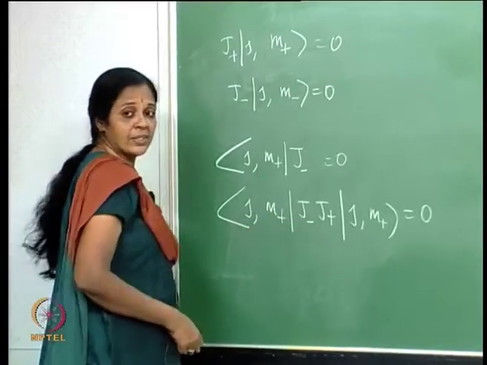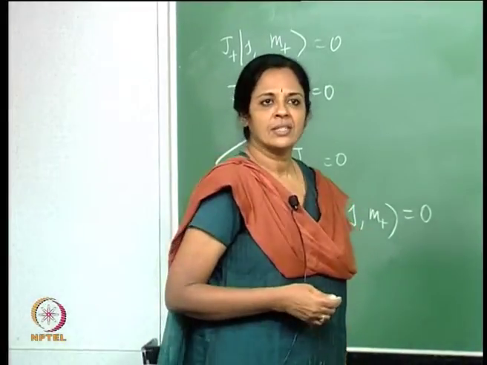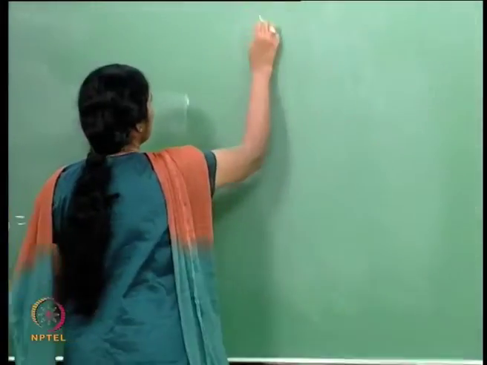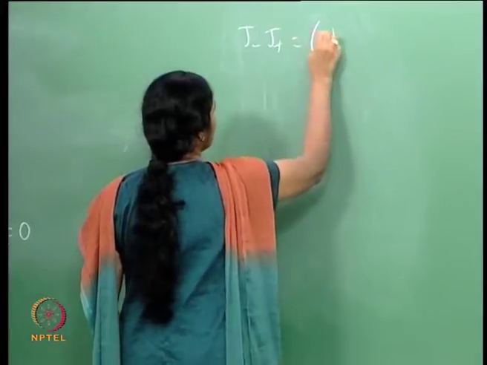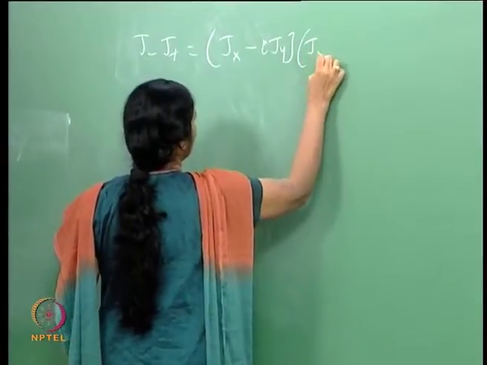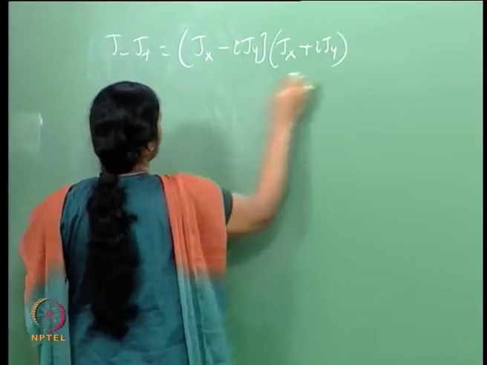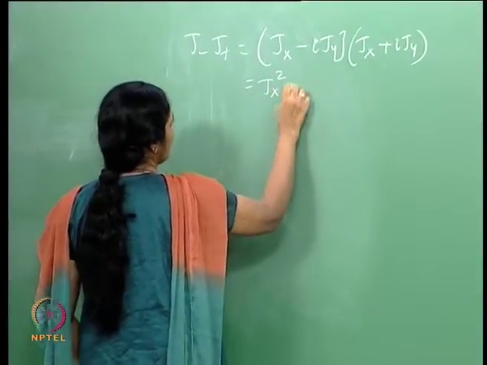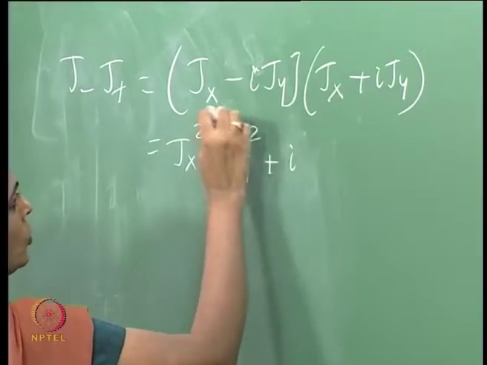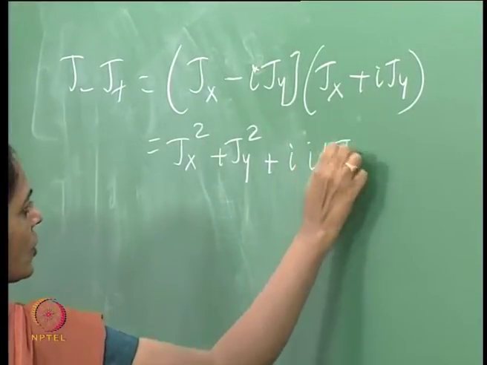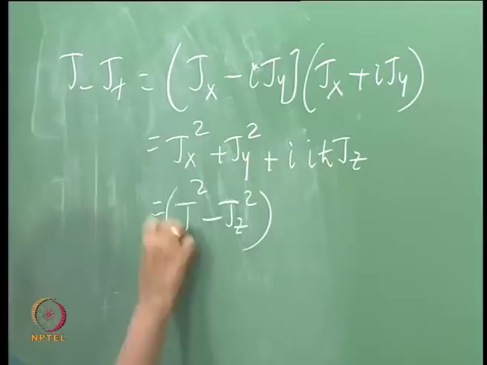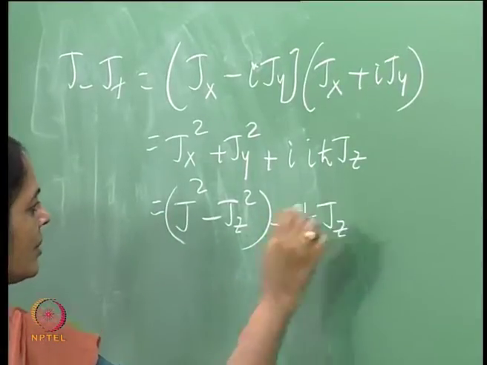But I can write j minus j plus in terms of j squared and jz in the following manner. J minus j plus, when written in terms of jx and jy, is jx minus I jy times jx plus I jy. And this object is jx squared plus jy squared plus I, commutator of jx with jy, which is I h cross jz. But that is the same as j squared minus jz squared minus h cross jz.